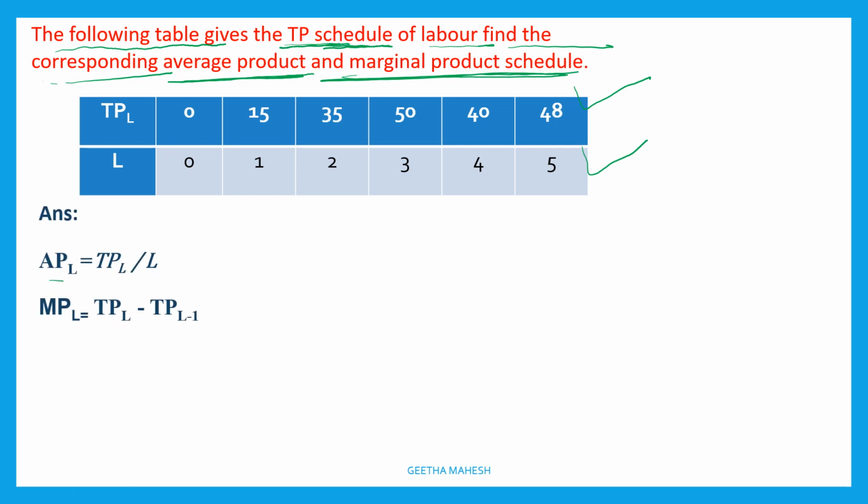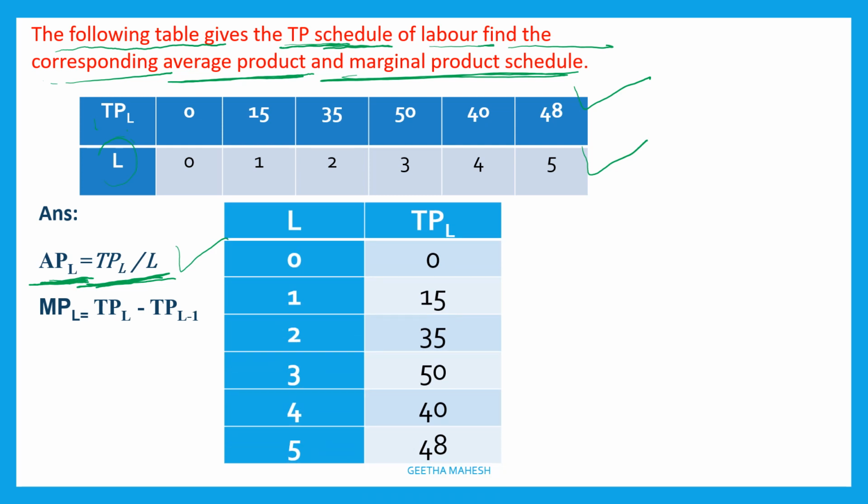What is the formula for average product? APL equals TPL divided by L. That means total product divided by labor. If we use the number of labor contributed to the total product, you can find out the average product. Let us write down the given. In the table they have given labor, so we have written the labor. Then total product is given and we have written total product. Now how to find out the average product? Total product divided by labor you should use.